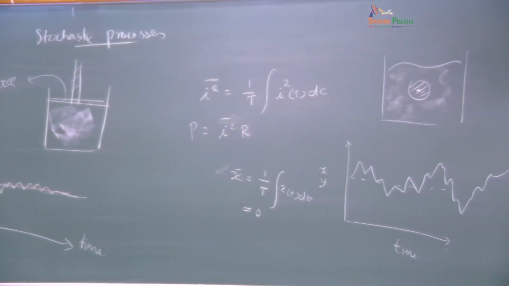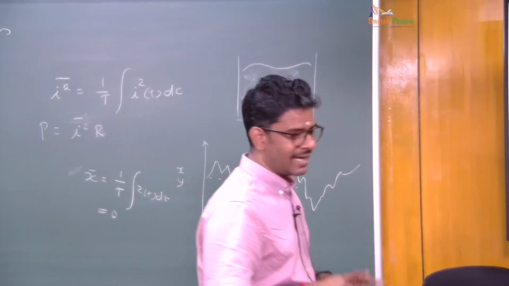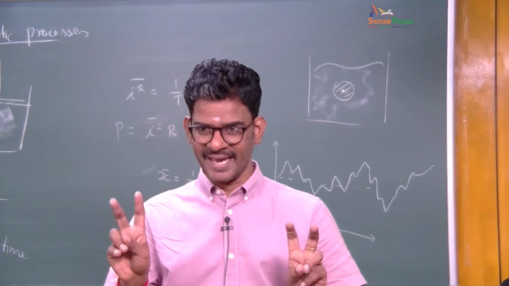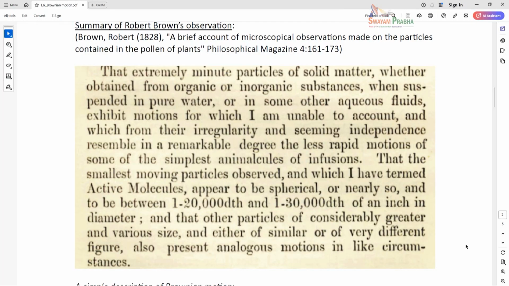Then he says that the smallest moving particles observed, which I have termed active molecules, so he called them an active molecule because they look like a very different class, appear to be spherical or nearly so, to be between 1 in 20,000th or 1 in 30,000th of an inch. He is talking about a micron size. Okay, if you take 1 inch and divide by 20,000 or 30,000, you are talking about roughly a micrometer.